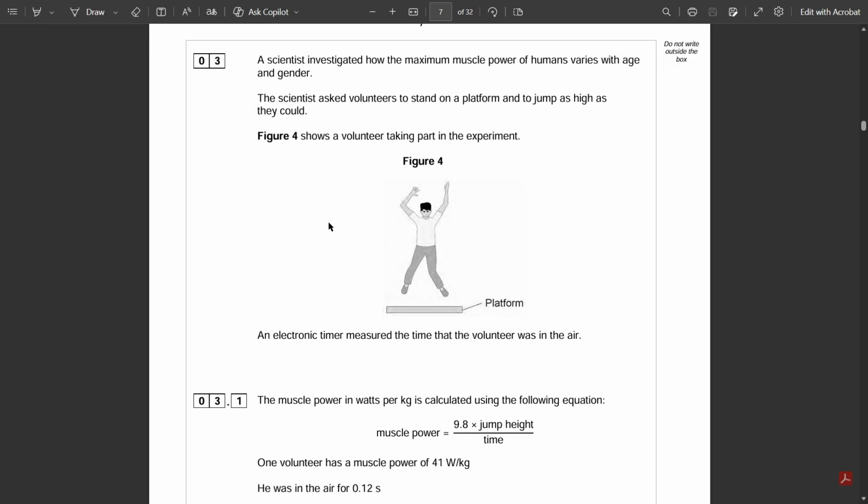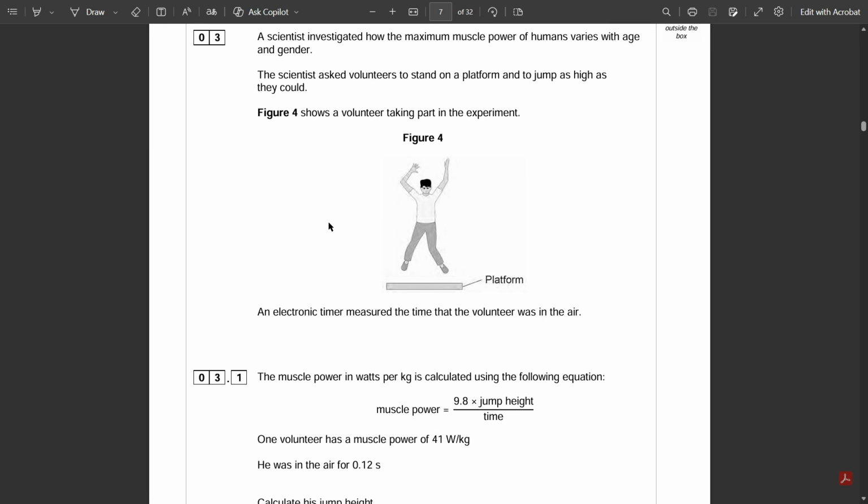And then a scientist investigated how the maximum muscle power of humans varies with age and gender. The scientist asked volunteers to stand on a platform and to jump as high as they could. Figure 4 shows a volunteer taking part in the experiment and seemingly having quite a bit of fun. Although, if you do GCSE PE, you'll know you're not meant to move your arms when doing this experiment to gain additional leverage. It's just meant to be a straight jump. This is me complaining about AQA, the silly little drawing because it's inaccurate, but that doesn't actually affect the question.